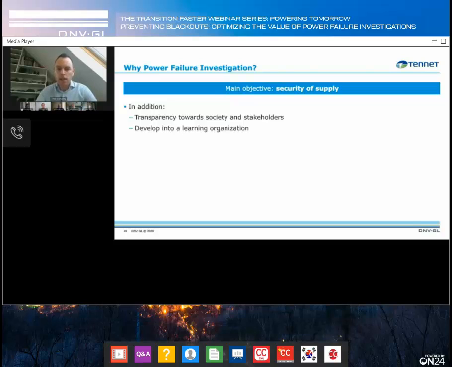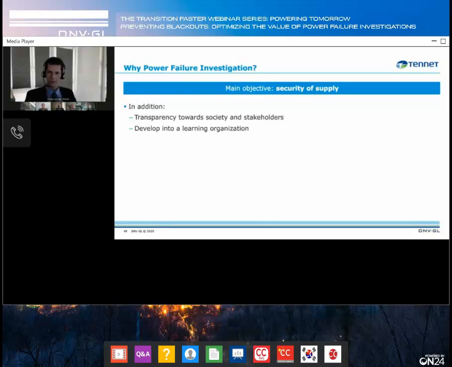In addition, I would like to mention 2 points. One is that we would like to be transparent towards society and other stakeholders, especially because we are publicly funded. And also, we've developed within TenneT into a learning organization, but that's a concept I will touch upon in a minute. Okay, can you explain how this is arranged within TenneT?